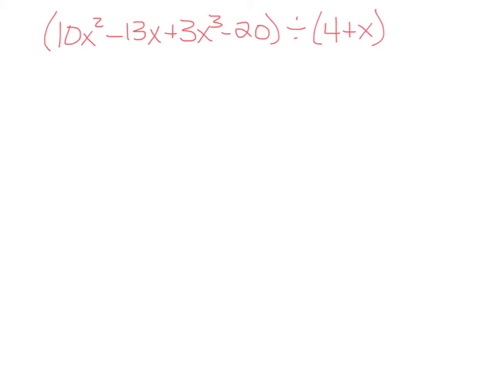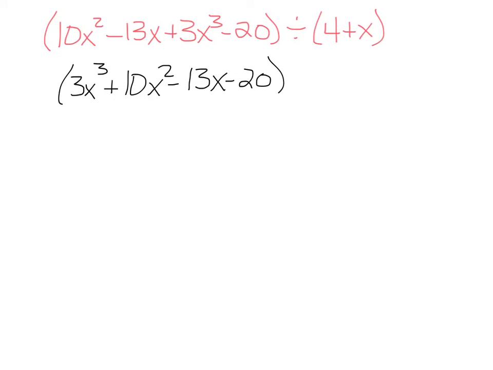Okay, we have another problem where we are not set up in descending order, so I'm just going to rewrite this first in descending order. So our first polynomial is really 3x cubed plus 10x squared minus 13x minus 20. And we're going to change the divisor into descending order also, so x plus 4.